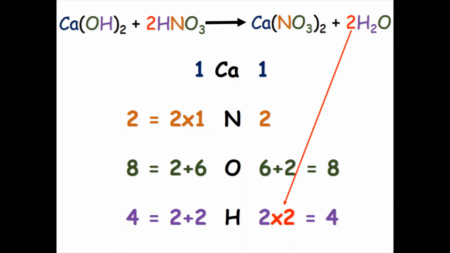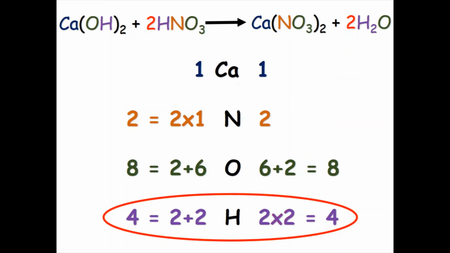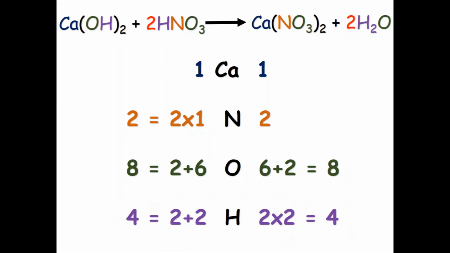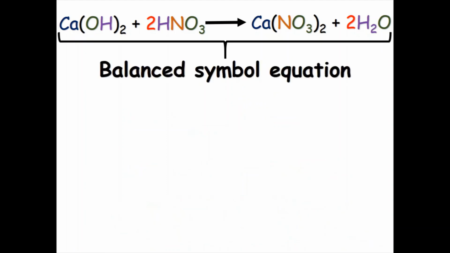So the oxygen is balanced now. Now we just have to have a look at the hydrogen, and we can see that now we actually have 4 hydrogen atoms on both sides. That means that the hydrogen is balanced and we don't have to do anything more about it, and the reaction is balanced, and we have the balanced symbol equation.